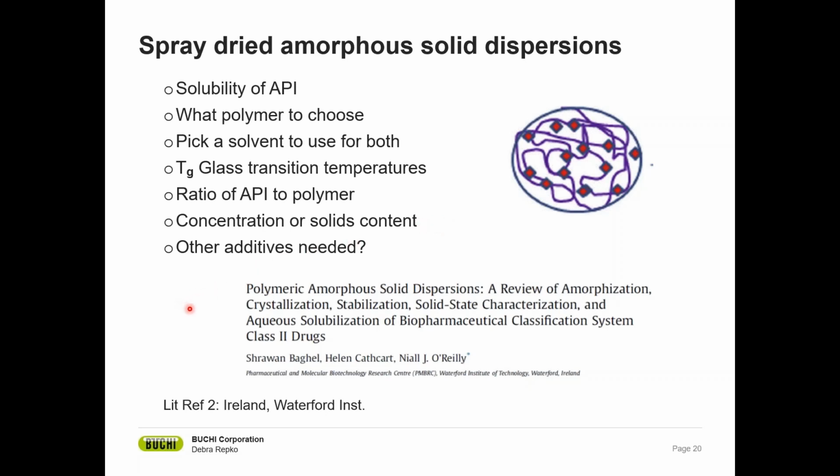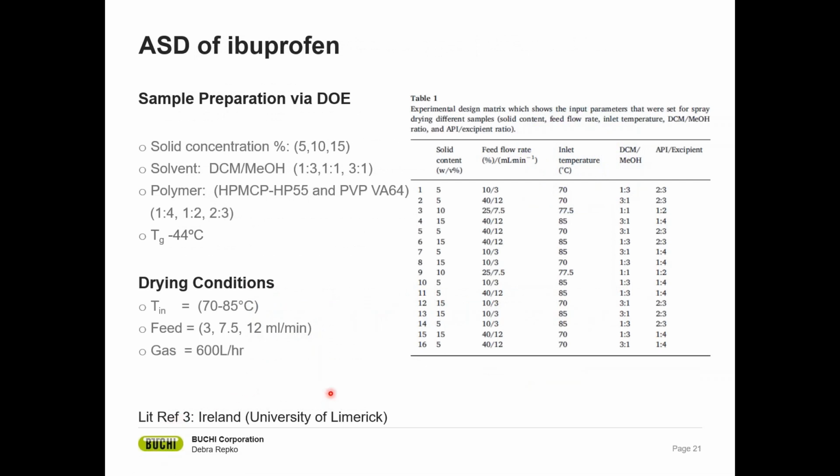The first reference that I have here is done through the Waterford Institute in Ireland, and this is just a nice overall review of amorphous solid dispersions. It gives quite a few different references and talks about a lot of different biopolymers. The third reference that I'm using is an example doing a design of experiment. Now we looked at all of those parameters, which means I have quite a few different buttons to push and to understand what's going on.